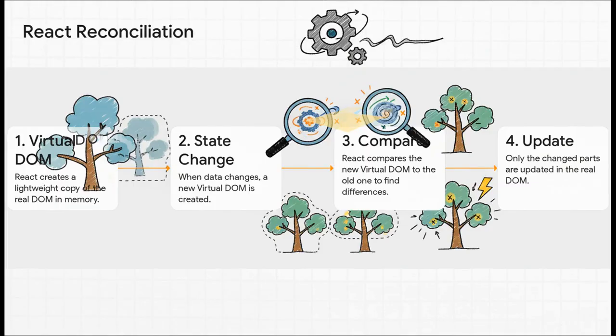Here's how it works. First, React keeps a super lightweight copy of the page's structure in memory. We call this the virtual DOM. Now, when your data changes, it creates a brand new virtual DOM, reflecting that change. Then, and this is the magic part, in a split second, it compares the new one to the old one, finds the exact tiny differences, and then only updates those specific pieces on the actual web page. This is what makes React feel so incredibly fast and snappy.